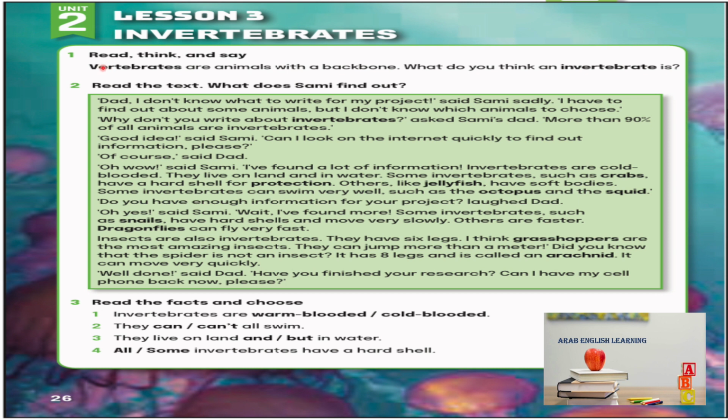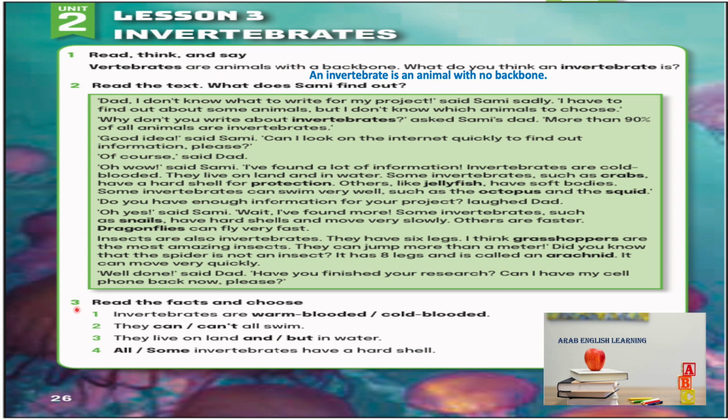So, after we read, what do you think an invertebrate is? An invertebrate is an animal with no bone. What does Sammy find out? He finds out that they are cold-blooded and that 90% of animals are invertebrates, and some of them have soft bodies and they can swim, live in the sea like the octopus and squid, and most or all the insects are invertebrates. Some are very slow like snails and some are very fast like dragonflies.